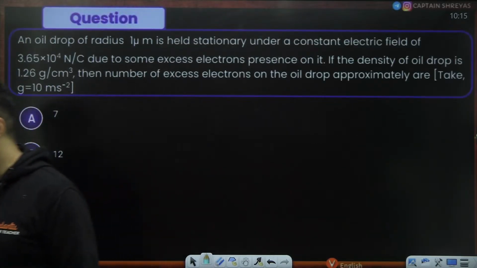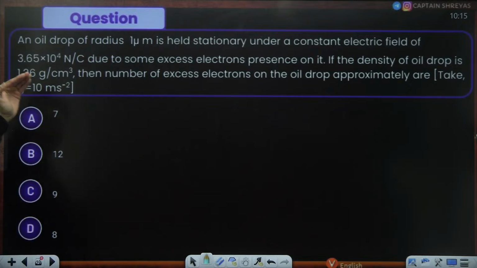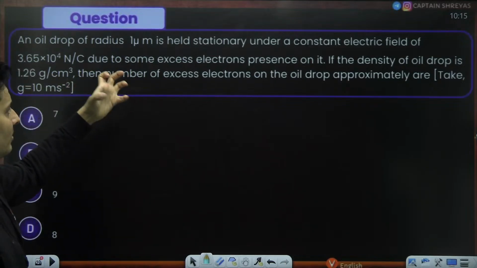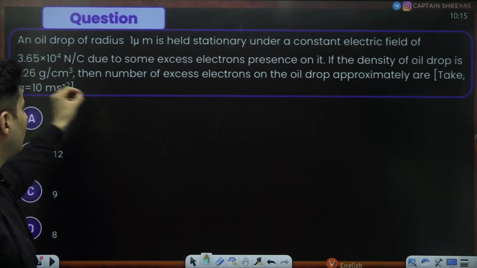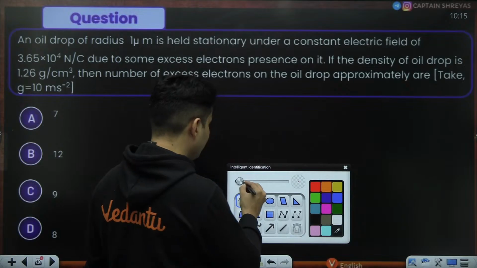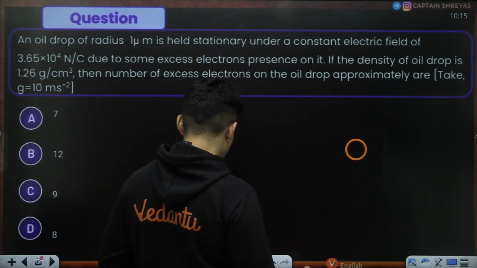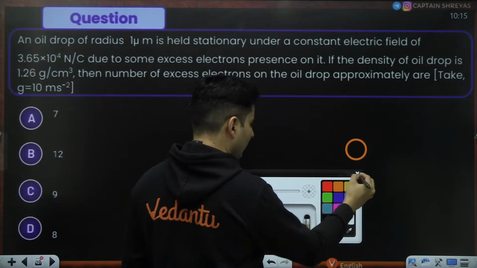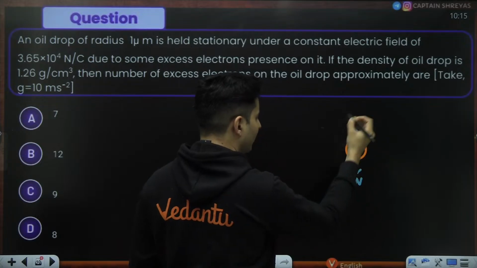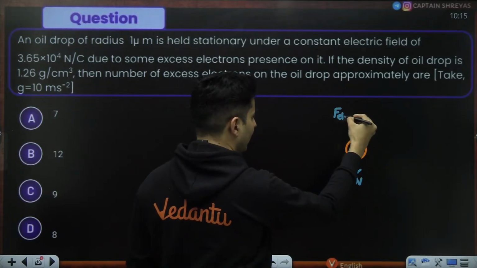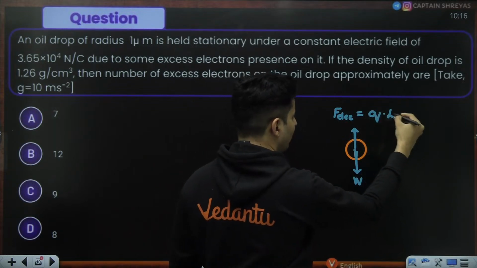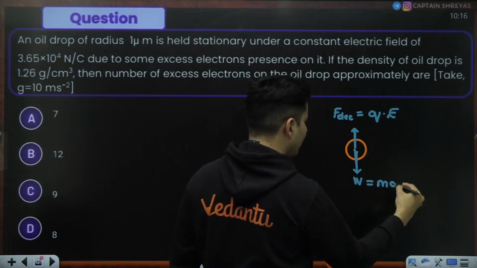Here is the next question, my dear students. An oil drop of radius 1 micrometer is held stationary under a constant electric field due to some excess electrons. If the density of the drop is given, the number of excess electrons on the oil drop is approximately how much? Imagine this is that oil drop and there will be multiple forces acting on it. The first force will obviously be the weight, and the balancing force will be the force of electric field. So the force of electric field will be nothing but the charge on it multiplied by the field, and the weight will be nothing but m into g.